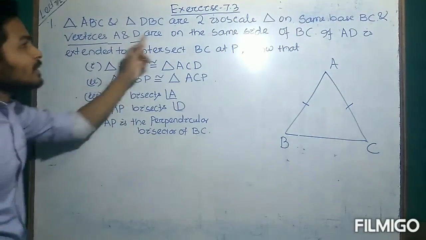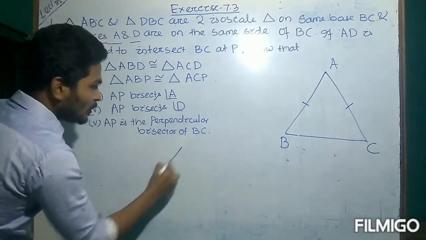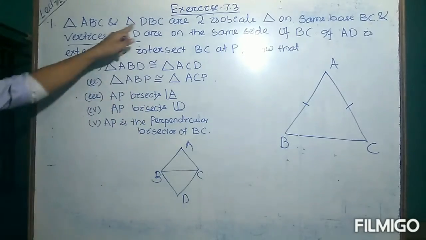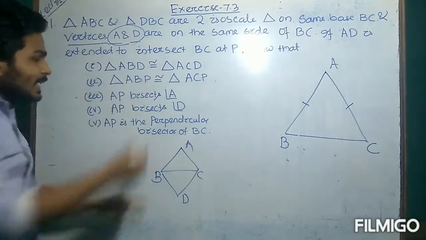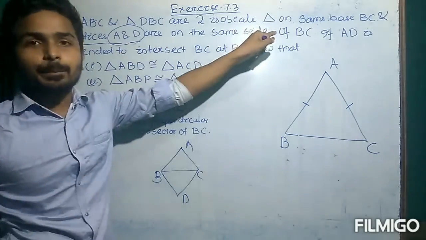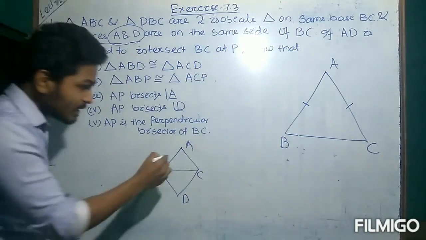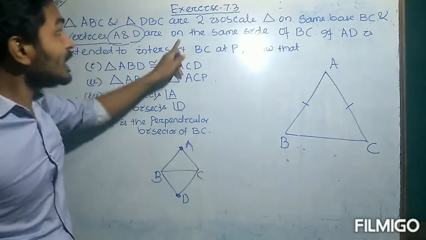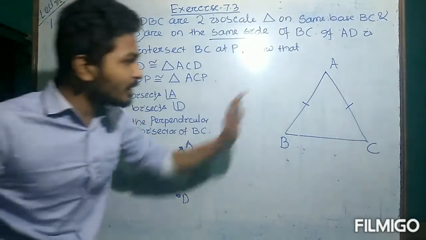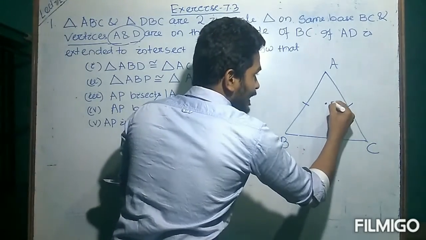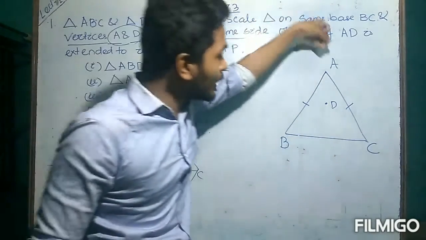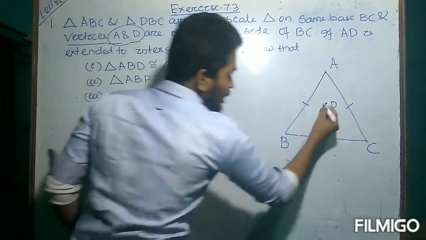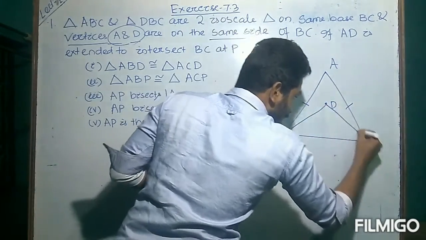vertices A and D on the same side of BC. Since there are two triangles, one is ABC and the other, suppose we have taken on this side, DBC. But what is given here? It is given that vertices A and D are on the same side. But if we choose this figure, then as you can see, this vertex and this vertex lie on opposite sides of BC. But we need them to lie on the same side of BC. Then how is the figure? The figure must be like this. D must lie on this side. Why? Because both vertex A and vertex D are on the same side of base BC. Clear? So let us join B with D and C with D.